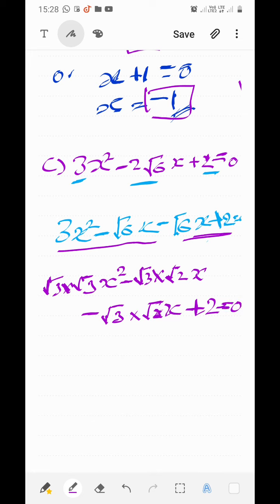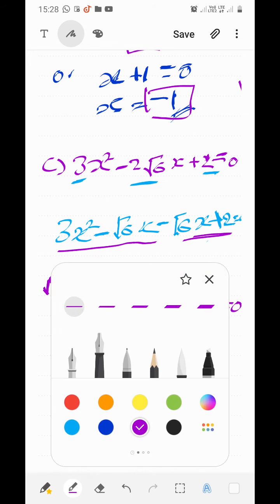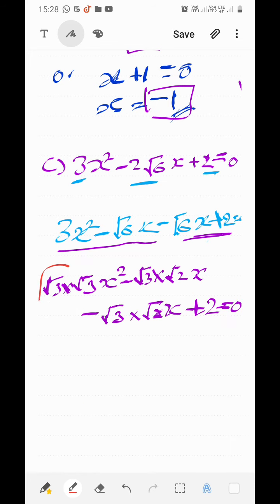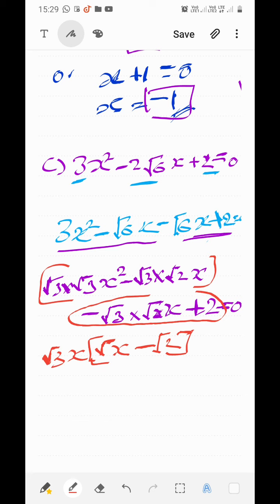Now we consider the first two terms. What is common in this? Root 3 x is common. Take that, root 3 x, put the bracket. Now what remains? Root 3 x again remains in the first term. In the second term root 2 remains, right? x has been taken out. Then we consider the next two terms with the sign.